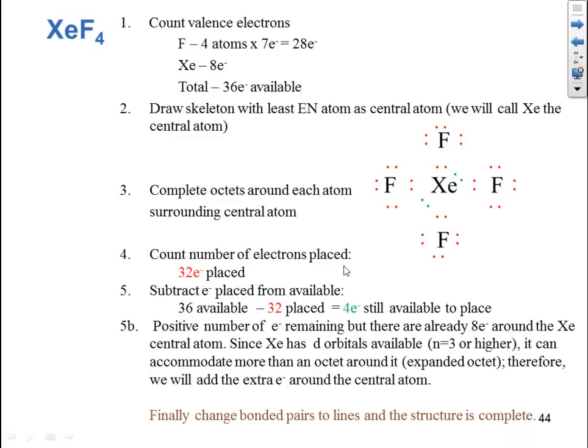So now all you do is take those dots and change them into bonded pairs. And our Lewis dot structure looks as such. You have your 4 fluorines around it, bonded pairs between the fluorines and xenon, and then 2 lone pairs on the xenon. This becomes important when we start doing the molecular geometry. This will have a different shape, as we discuss in the next chapter.